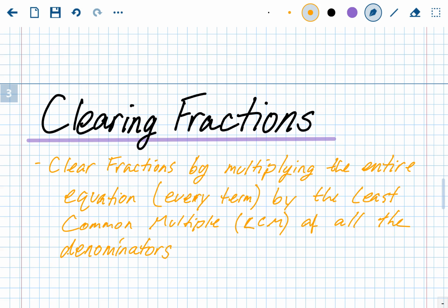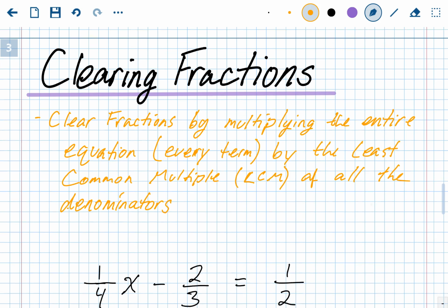Okay. What is the least common multiple? The least common multiple, if you remember from middle school probably, is the smallest value that all the denominators go into. Okay, so it's the smallest number that all the denominators go into.